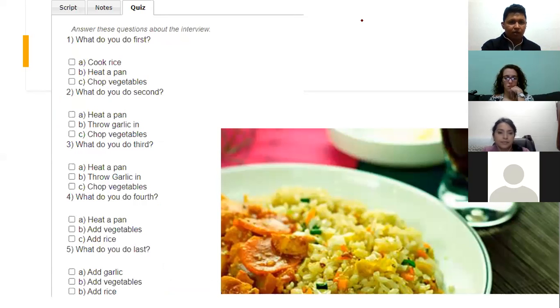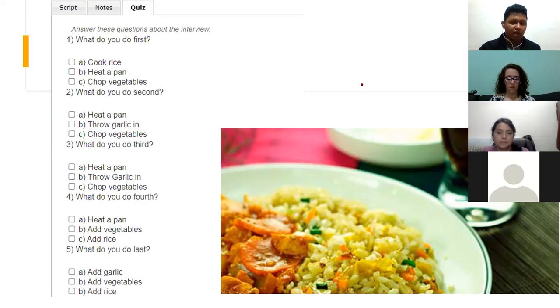It says, what do you do first? Do you cook rice, heat a pan, chop vegetables? What do you do second? Et cetera. Now, what you're going to listen to individually is a recipe for cooking rice. Here in El Salvador, it might be a little bit different, right?